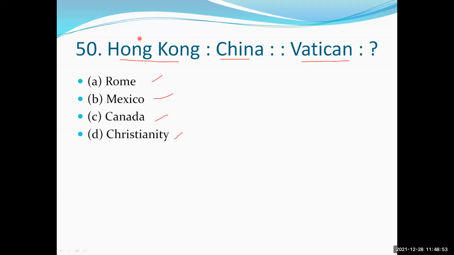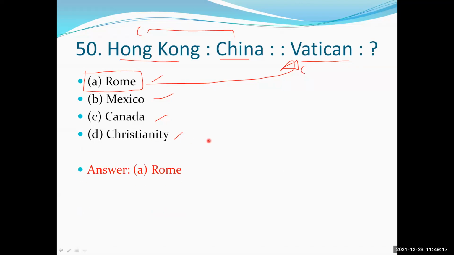So see, Hong Kong, what is Hong Kong? Hong Kong is name of city. Where is this Hong Kong? Hong Kong is in China. So Vatican is also a city. Where is this city? City is in Rome. So therefore, option A is answer for this question. So all people, Pranali, Sakshi, and everyone, those who answered option A, Rome, they all are right. And with this question, we wanted to take pause here.